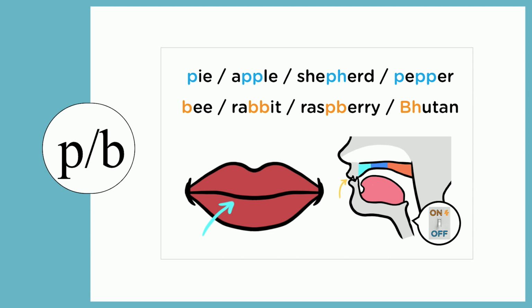What about the b, the voiced sound here? So now we want to turn on our throats and we're going to say bee, rabbit, raspberry, and Bhutan. So again, we've got some tricky silent letters. The p in raspberry is silent. There's no p sound. So you don't say raspberry, it's just raspberry. Okay, got it. Okay, so that's voiced. Bee, rabbit, raspberry, and Bhutan.